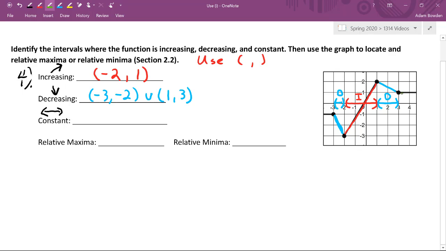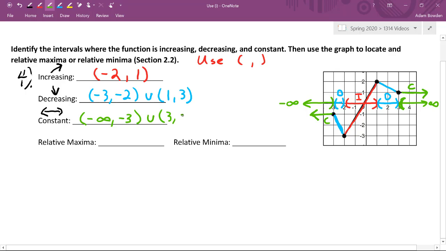And then constant, it's flat, continuing off to the right and to the left. So both of those sections there are going to be constant. So those are heading off toward -infinity on this side and +infinity on this side. So how those are going to look is (-infinity, -3), union with (3, infinity).